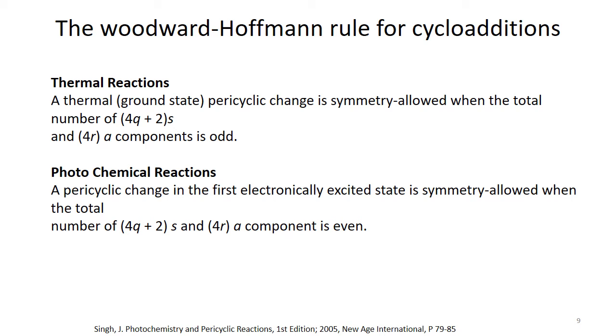So this is how thermal reactions are stated through the Woodward-Hoffmann rule. When we talk about a photochemical reaction, we say a pericyclic change in the first electronically excited state is symmetrically allowed only when the total number of 4q plus 2 suprafacial components and 4r antarafacial components is even. It is a similar way: for a 4n pi electronic system, the electron pairs are even in number, but in the case of a 4n plus 2 pi electronic system, the electron pairs are odd in number.